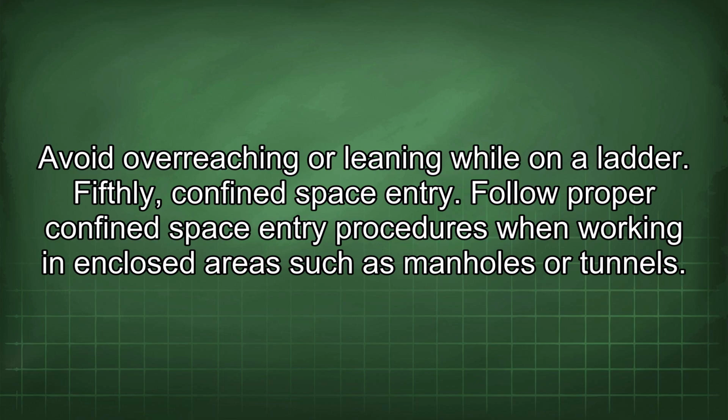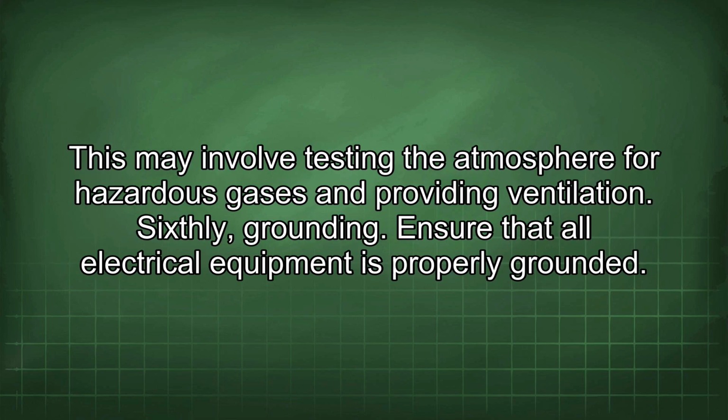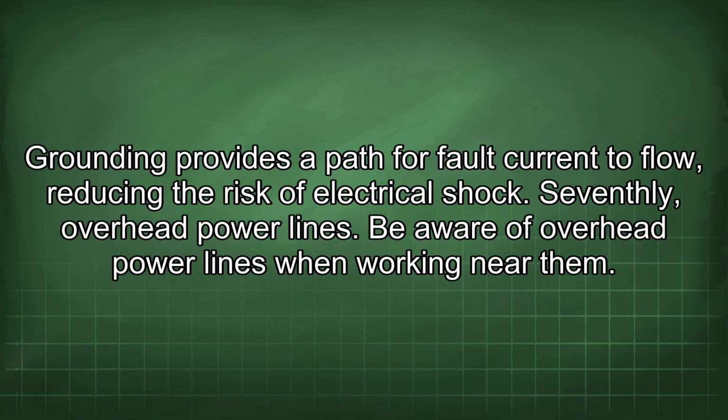Fifthly, confined space entry. Follow proper confined space entry procedures when working in enclosed areas such as manholes or tunnels. This may involve testing the atmosphere for hazardous gases and providing ventilation. Sixthly, grounding. Ensure that all electrical equipment is properly grounded. Grounding provides a path for fault current to flow, reducing the risk of electrical shock.